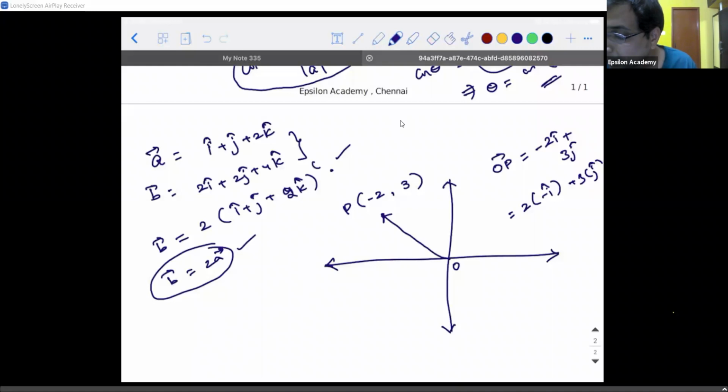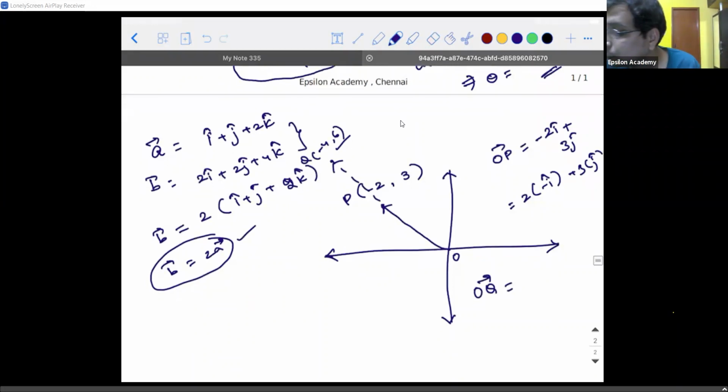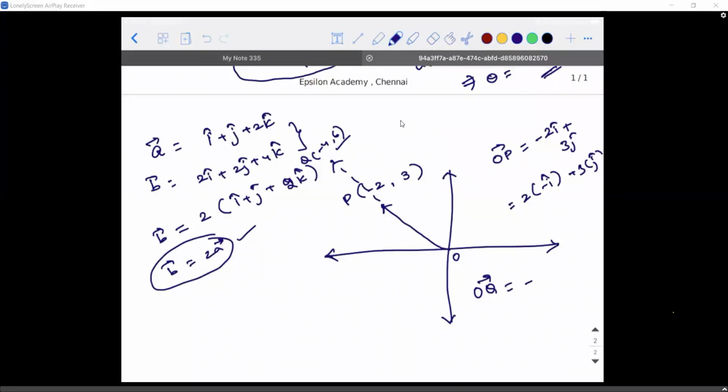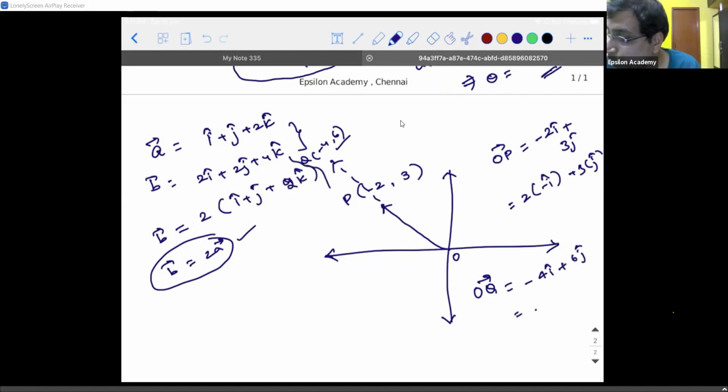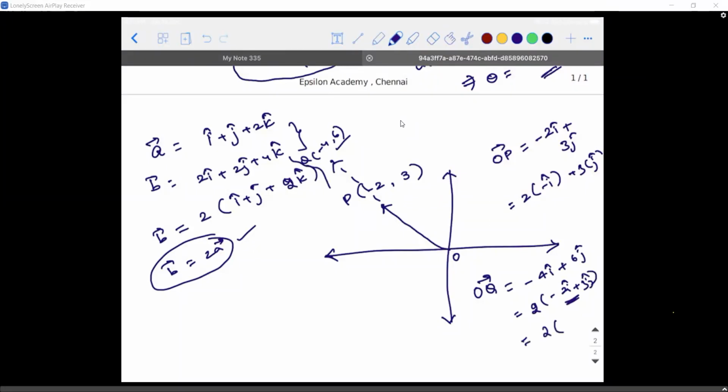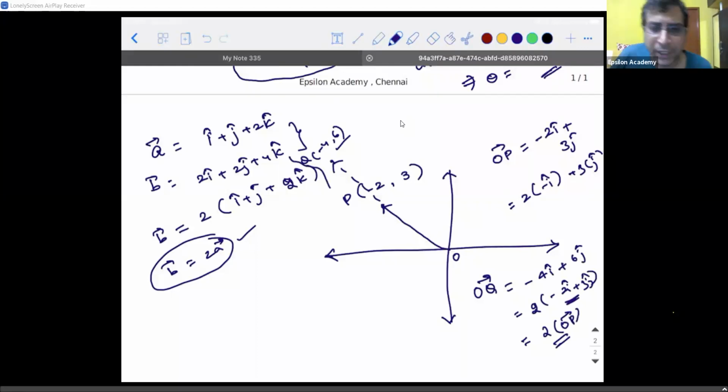If I take a point (-4, 6) and join it from the origin, I'll get a vector like this, right? So what if I call this point Q? What is the OQ vector? Raghav, I want you to answer. -4i cap plus 6j cap. Okay, if I take the 2 outside, -2i cap plus 3j cap. But what is -2i cap plus 3j cap? OP vector.